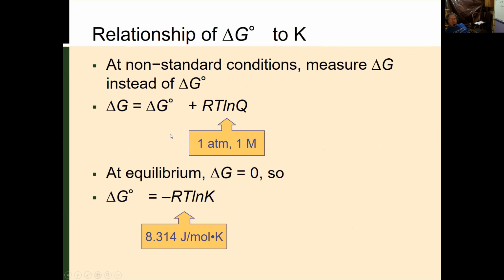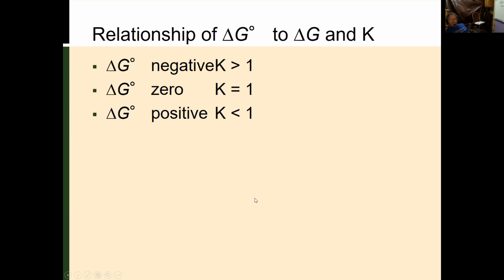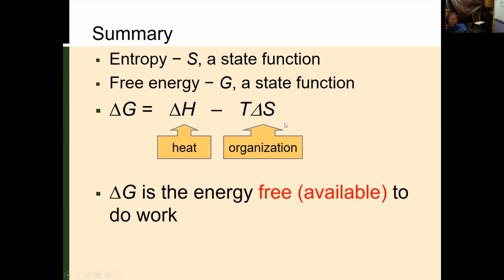All right. Relationship of delta G naught to K. If we're at equilibrium, this is going to be 0. This value is going to be K. So delta G naught equals negative RT ln K. And you can see the relationship between delta G and K there.